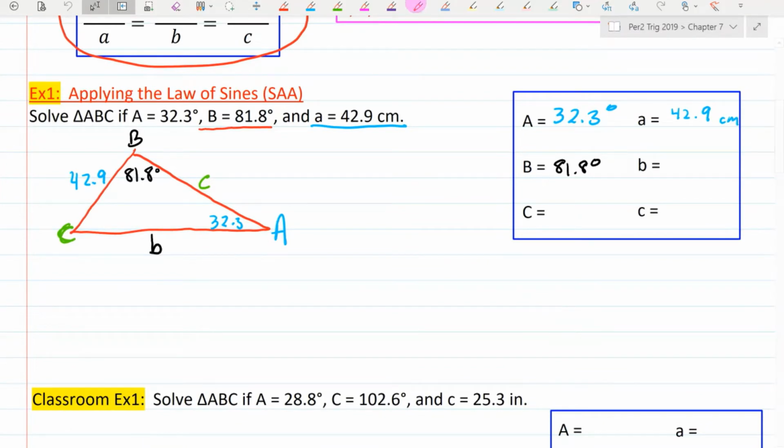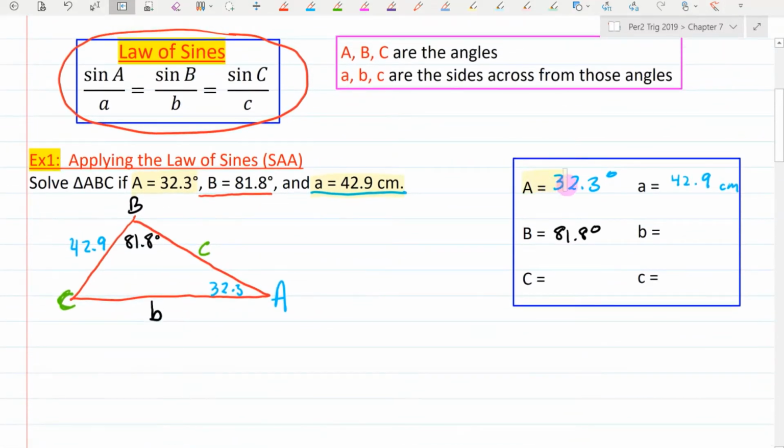All right, so the two parts that we know the sides for, we're going to use that. So because I know angle A and side a, then I'm going to use sine A over a twice. The first thing we're going to do is go ahead and find the missing angle just by adding the two angles together and subtracting them from 180. So this is 65.9 degrees. You don't need to show the work.